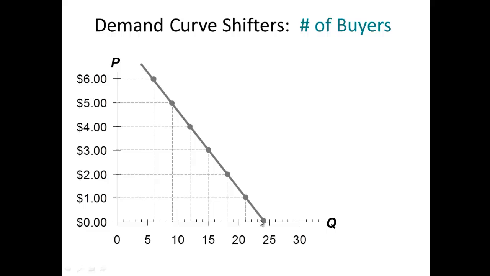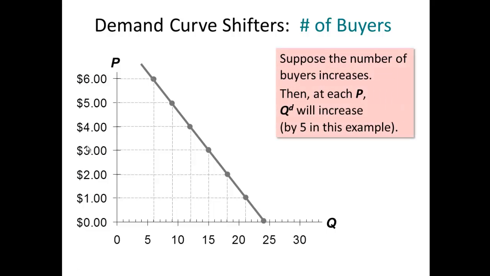So these are the number of individuals. This is the quantity demanded for this product. Now, if we kept the price constant and we increase the number of buyers, then we would see a shift that looks like this.